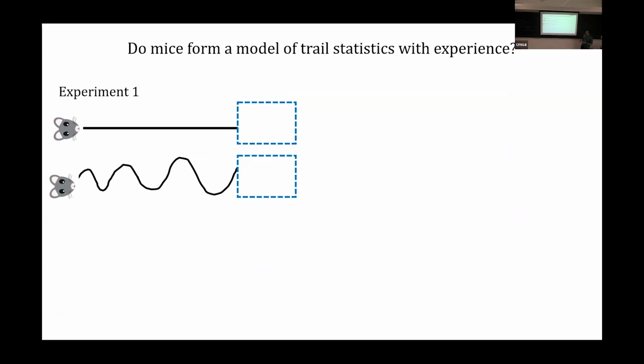But the more interesting question that we were interested in was to figure out whether mice form some model of trail statistics based on experience. And to do this, we performed three types of experiments. One is to introduce breaks in the trail. So the idea here is that you have trails that are either straight or of different tortuosity. Let's take one tortuous example. What happens now when the trail suddenly stops? What does the mouse do? Will it just continue in a straight line, or do they do something more interesting?